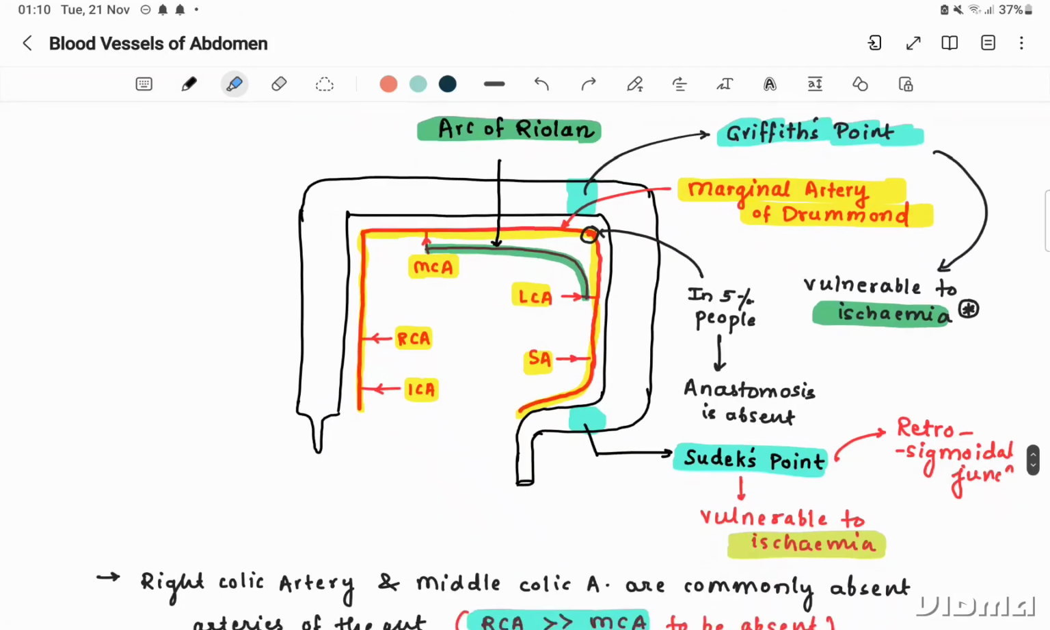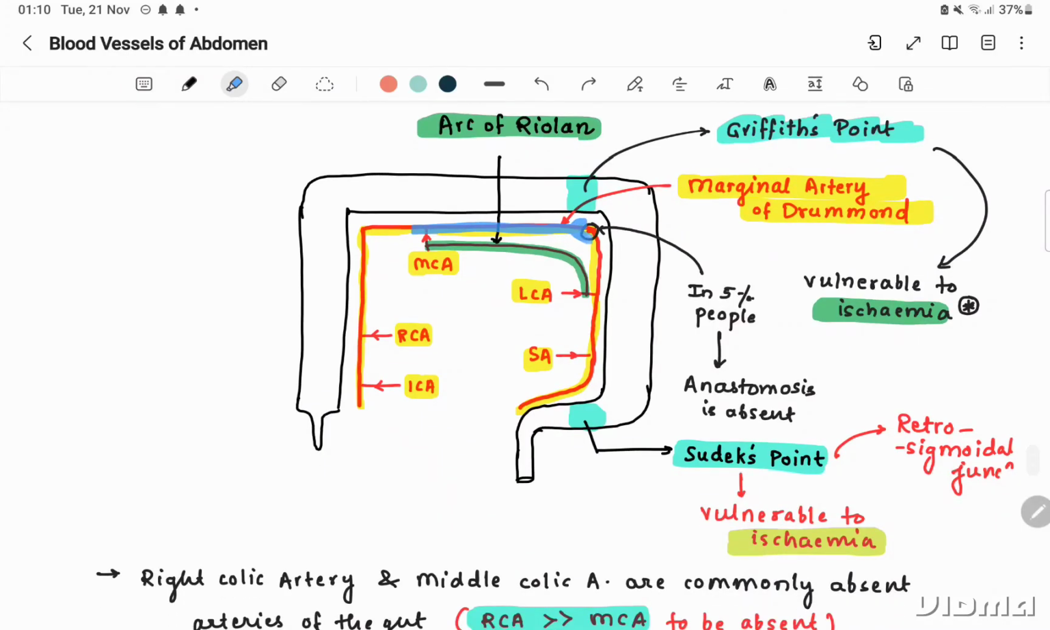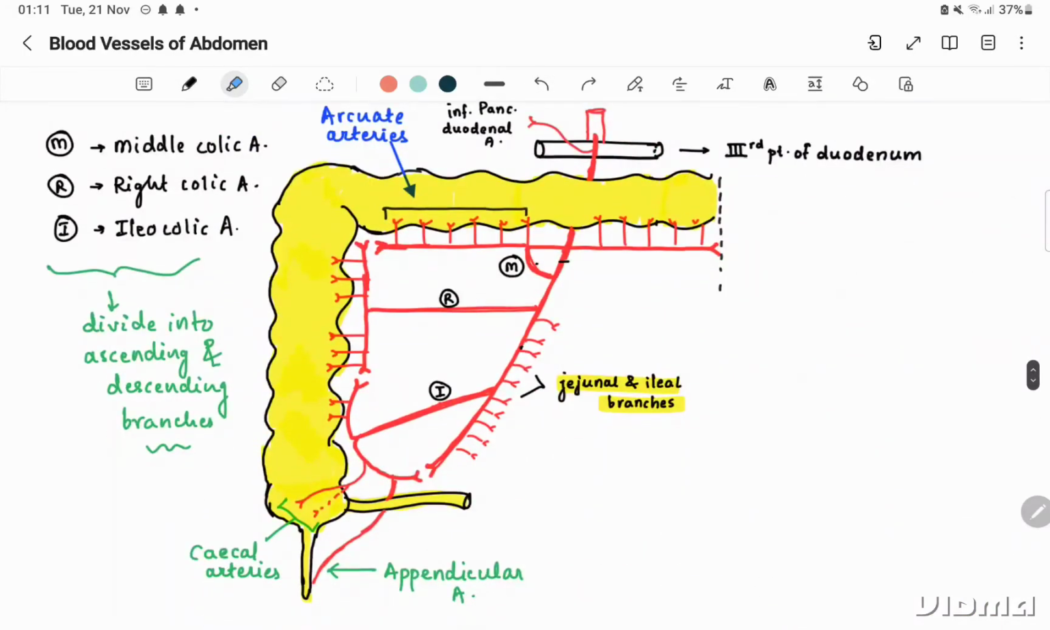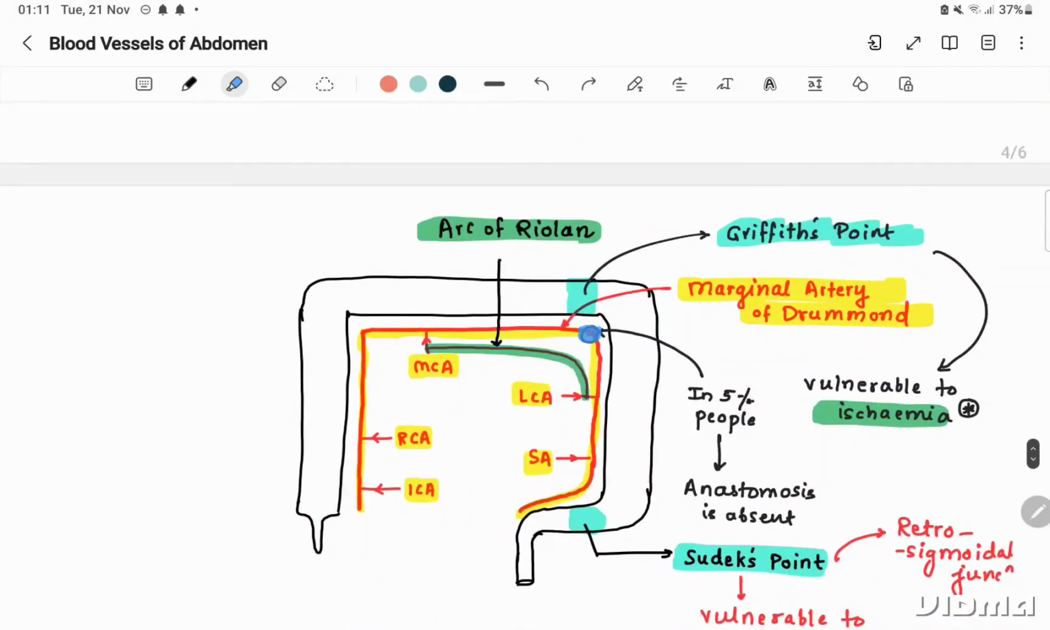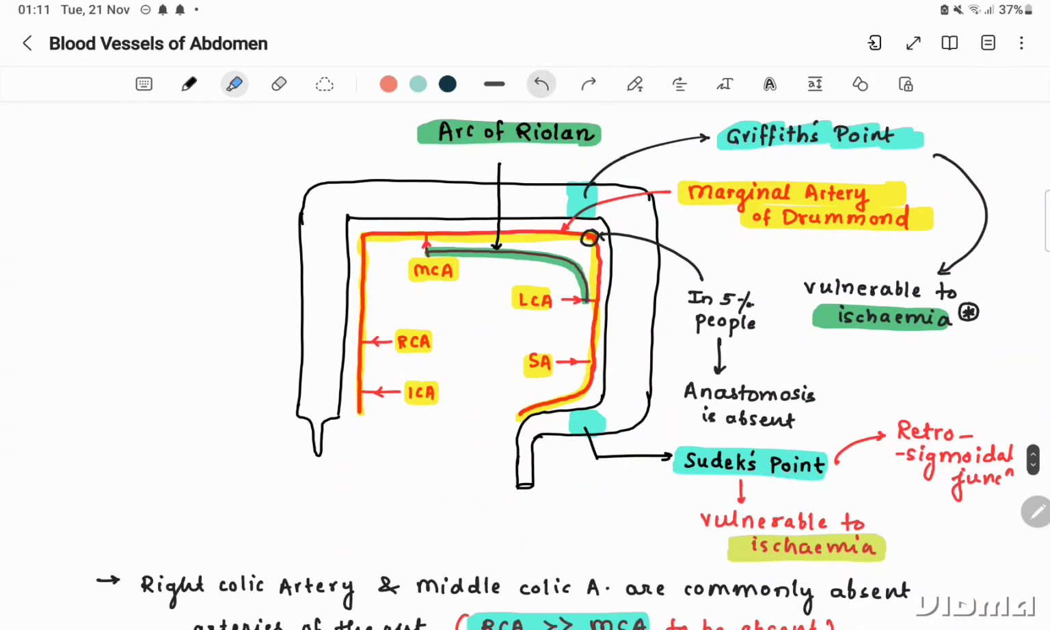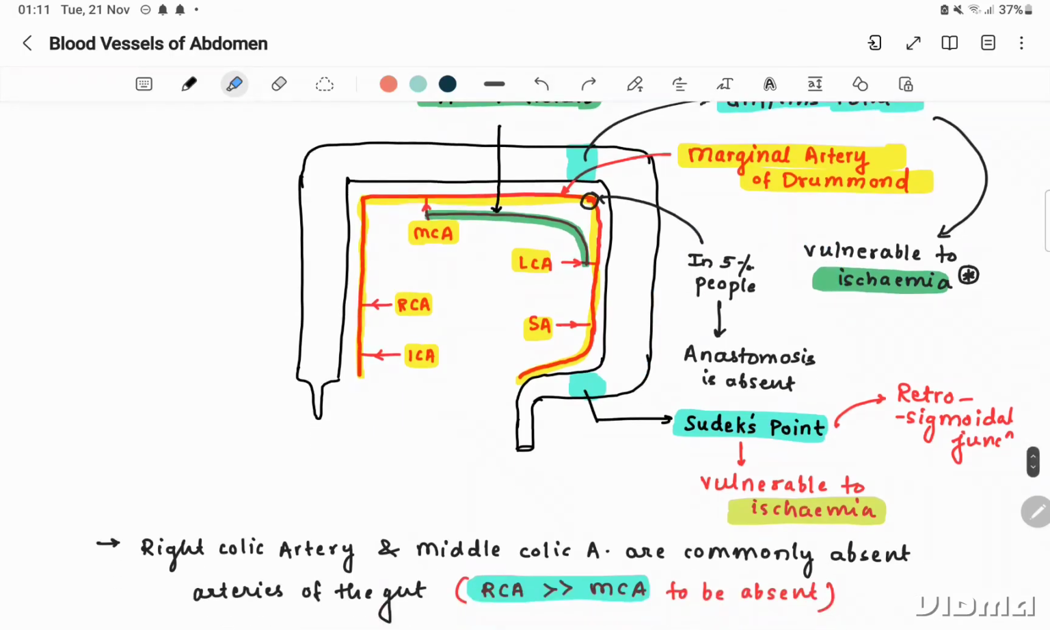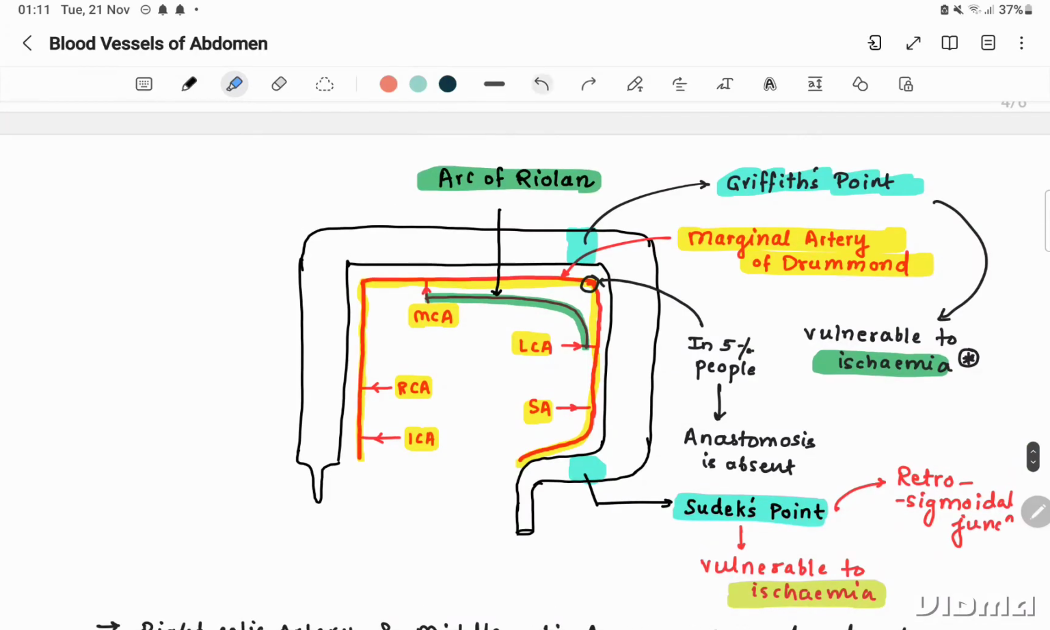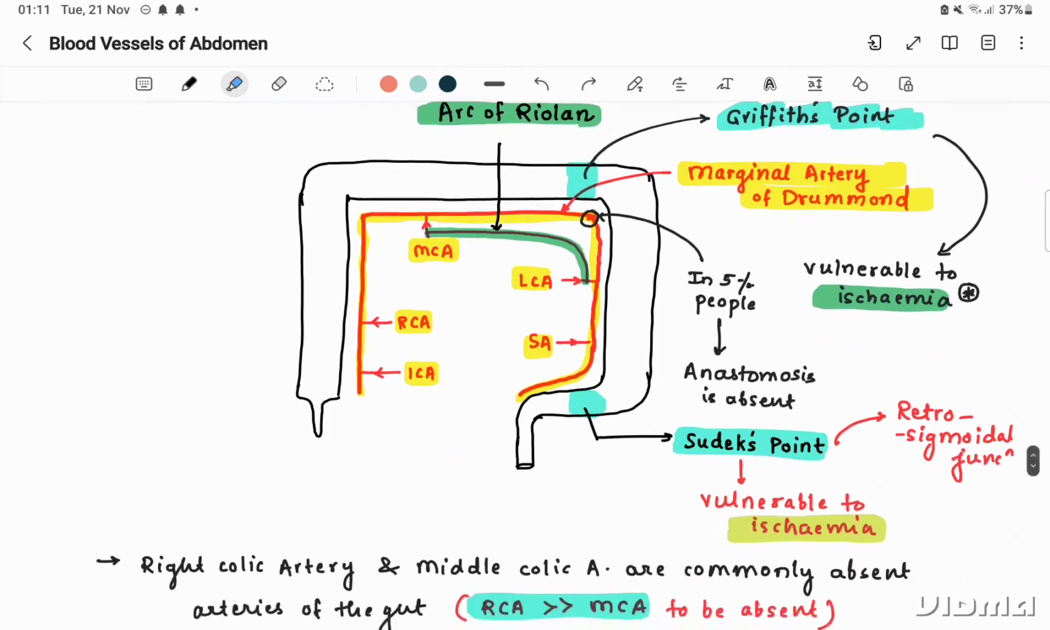Then what happens in 5% of people, there is an absent anastomosis, meaning the anastomosis between the middle colic artery and the left colic artery at this point. But in 5% of people this anastomosis is absent. This is the fact. So if this anastomosis is absent, this is called the marginal artery of Drummond.